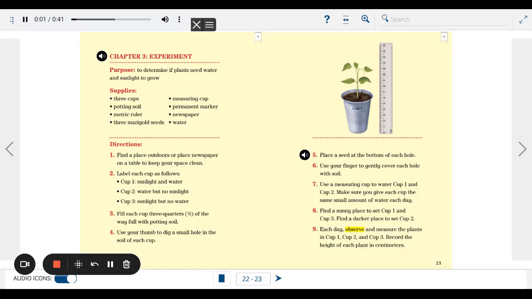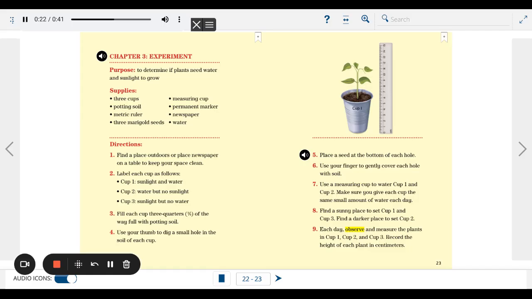5. Place a seed at the bottom of each hole. 6. Use your finger to gently cover each hole with soil. 7. Use a measuring cup to water cup 1 and cup 2. Make sure you give each cup the same small amount of water each day.